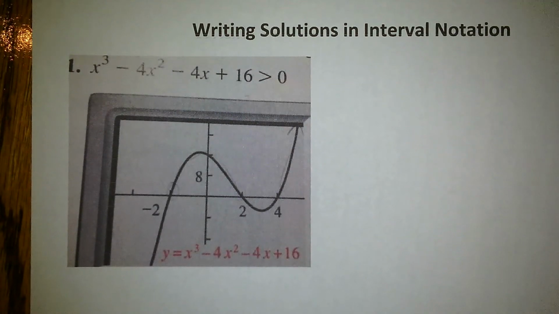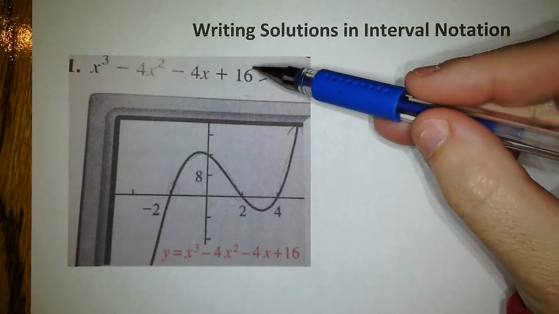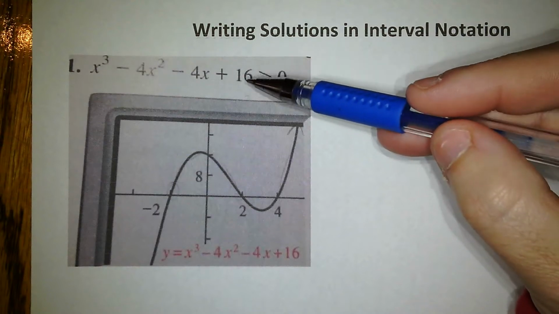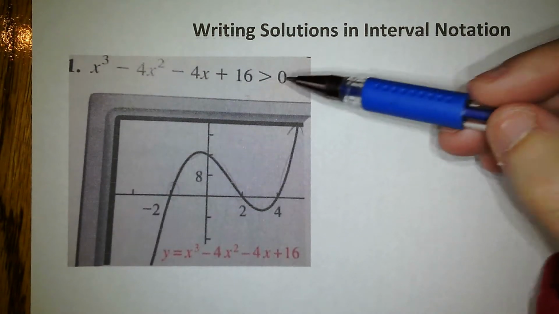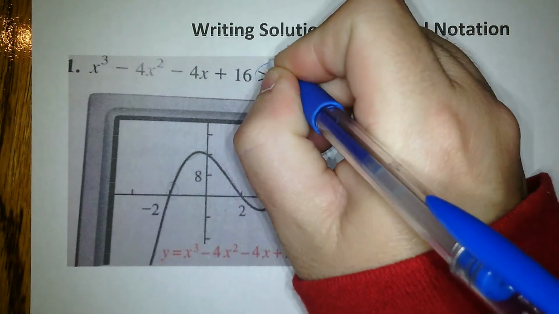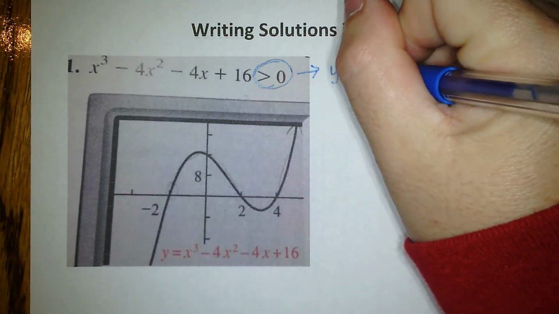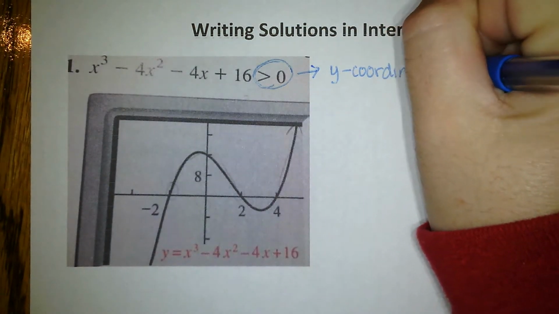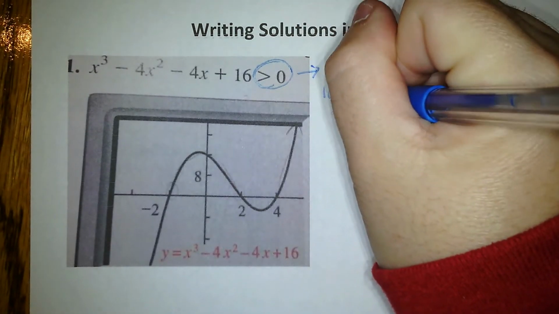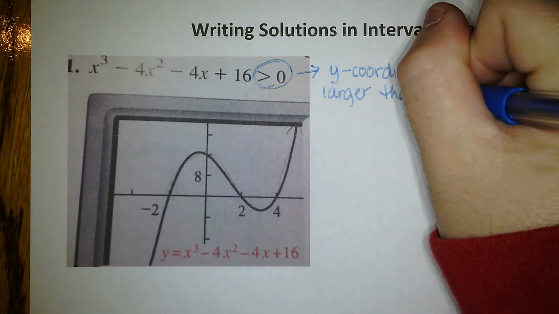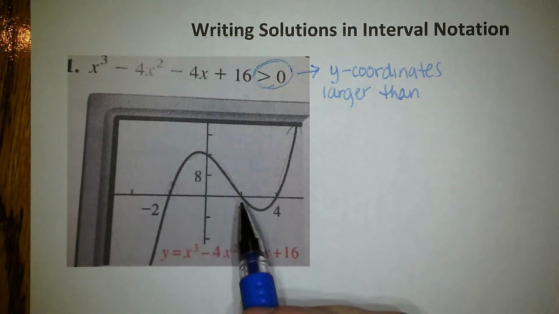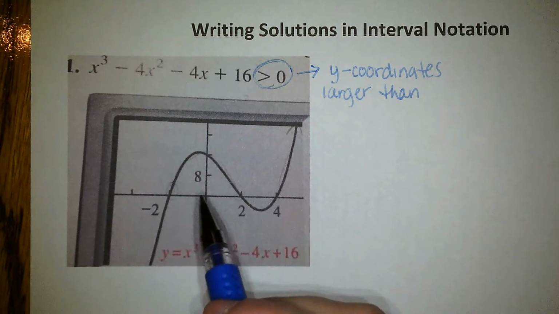Okay, so the first step of us being successful is making sure that you know how to write the answer. And the answer is going to be written in interval notation. Now notice we're working with inequalities now. So instead of this being y equals 0, this says greater than 0. What greater than 0 means is that you want all of the y coordinates that are more than 0. And in order to find them, you want to go on the x-axis and see where the graph is above the x-axis.